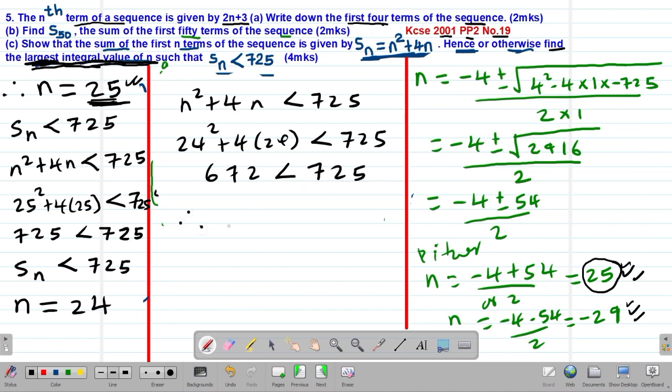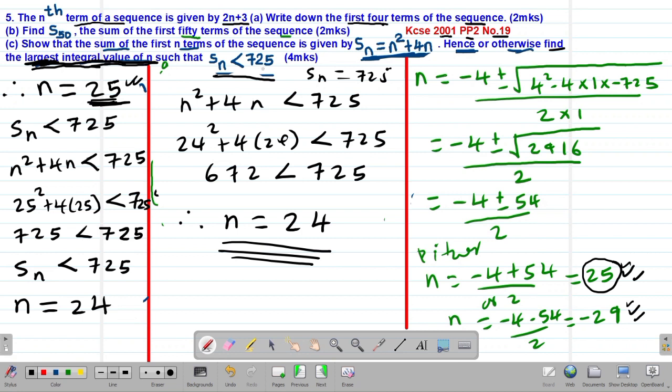Therefore, the value of n that will give us an Sn which is less than 725, the value of n will actually be 24. Because remember, 25 is giving us a value of Sn which is equal to 725. Therefore, a value that will be less than 725, we must pick our value of n being 24. Therefore, the integral value of n such that Sn is less than 725, it will be 24.